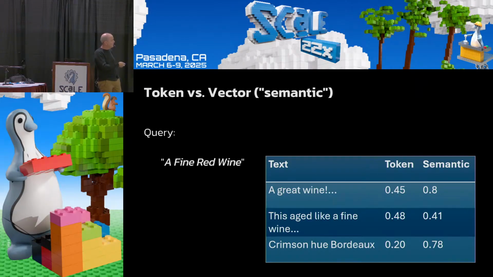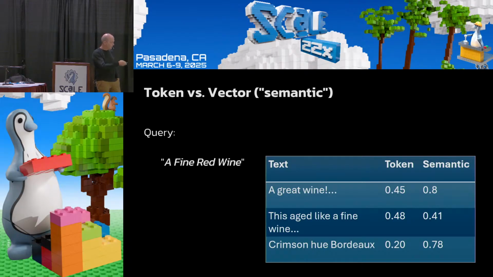Second sentence, this aged like fine wine. Well, semantic search should give this a lower ranking. This query was looking for a fine red wine, and this is a sarcastic comment. But token search would say, oh, look at this, it's fine, and it's wine, and it's higher because I have 2 token matches. So this is really trying to drive home the idea of token versus semantic. Semantic, what I mean. Token, mechanical.